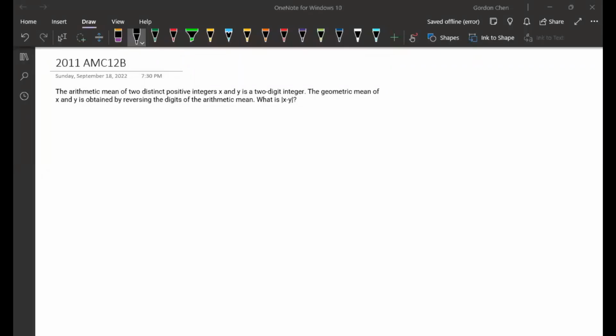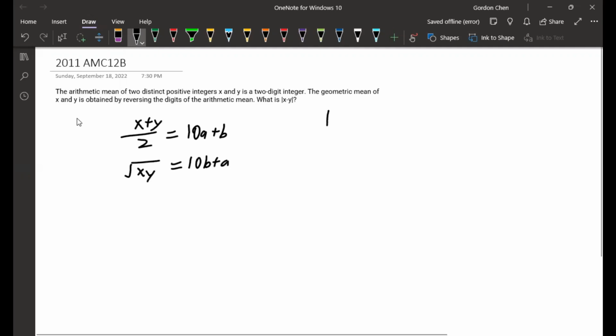All right, so this is the video for this week. What we have here is the arithmetic mean of two distinct positive integers x and y. So we can say (x plus y) over 2, that's the arithmetic mean, is a two-digit integer, which we can call 10a plus b. And the geometric mean of the two integers, the square root of xy, is the reverse. So that'd be 10b plus a. And so we want to find the absolute value of x minus y.